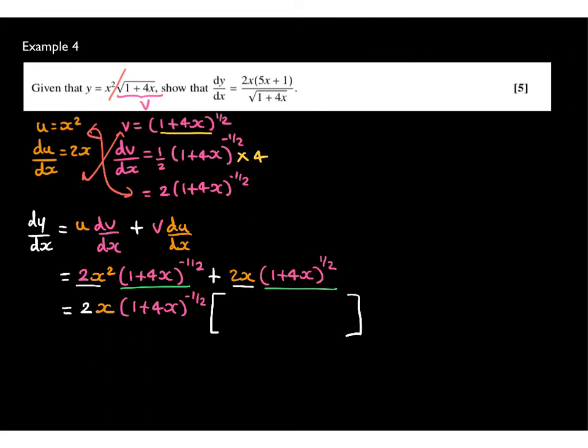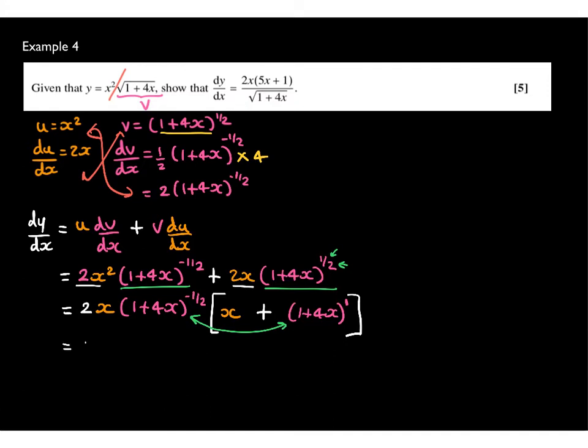So inside my brackets, I've then got to have an x plus 1 plus 4x. Now, why does that work? Because this 1 plus 4x is effectively to the power of 1, and when these two are multiplied together, we add the powers, which would give us an overall power of a half, which is what we want.